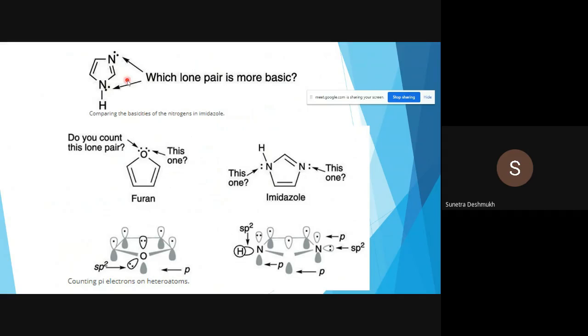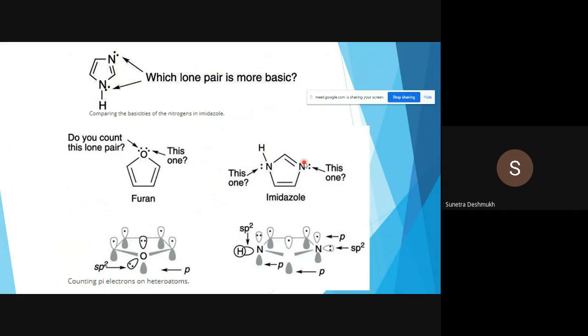So in that way, the lone pair which is present on this nitrogen atom is more basic. Here I have given the explanation again, the p orbital explanation of sp2 hybridized orbitals that I have drawn here. That helps to explain your answer for subjective type questions. Okay, so which lone pair is more basic?